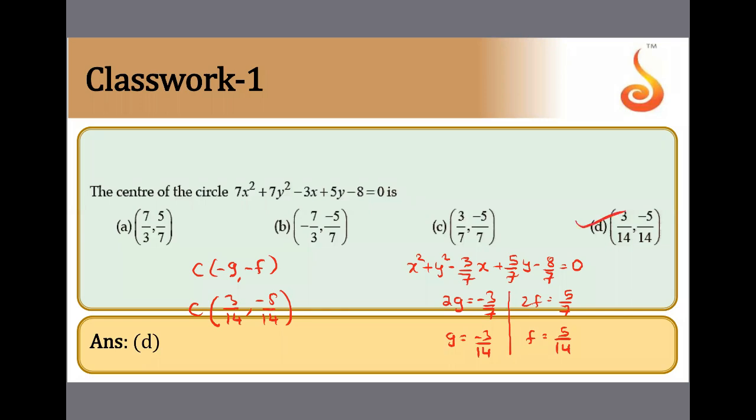Option D. Clear? So in a circle equation, the coefficient of x square and the coefficient of y square must be equal. So we divide to get the standard form. Standard form of circle equation is x square plus y square plus 2gx plus 2fy plus c equal to 0. If you want it in the form of (x plus g) whole square plus (y plus f) whole square, it is equal to g square plus f square minus c.